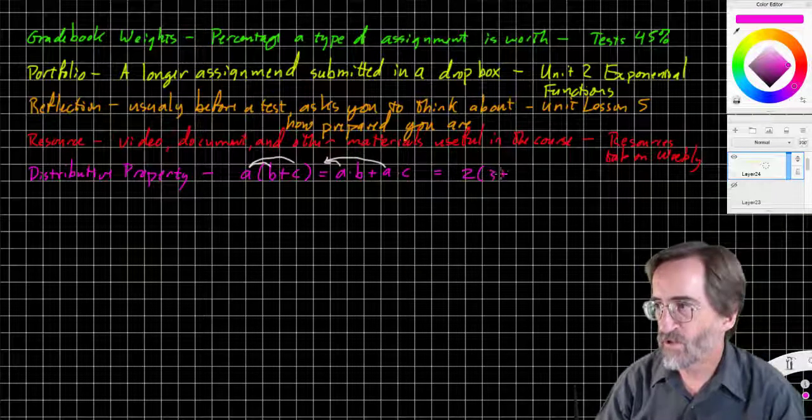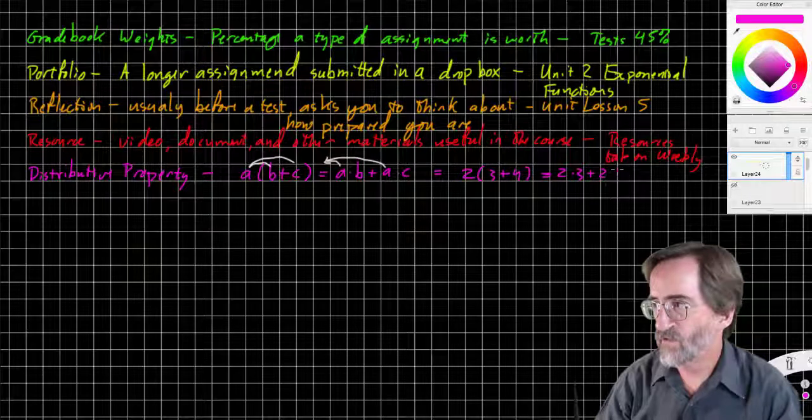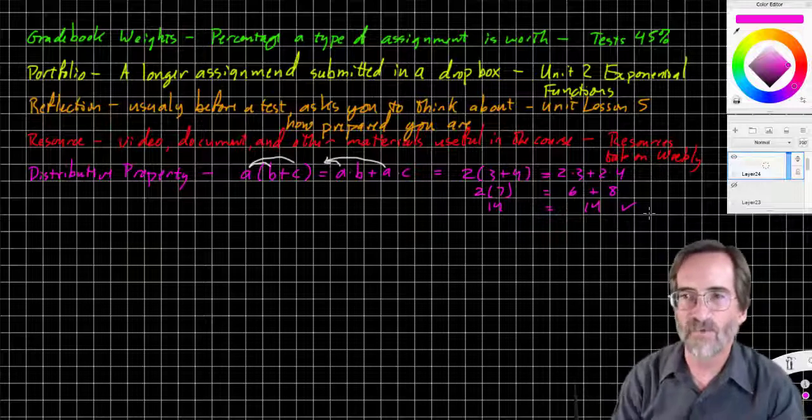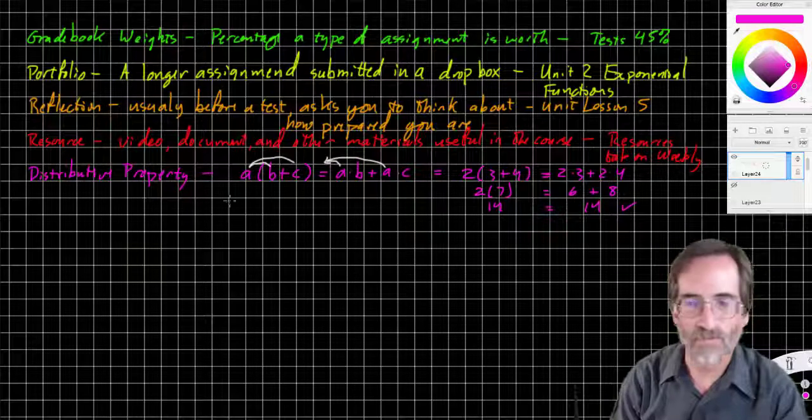Okay, an example. 2 times (3 plus 4) equals 2 times 3 plus 2 times 4. Just to verify, 3 plus 4 is 7. 2 times 7 is 14. 2 times 3 is 6. 2 times 4 is 8. 8 plus 6 is 14. Distributive property. Property and example.